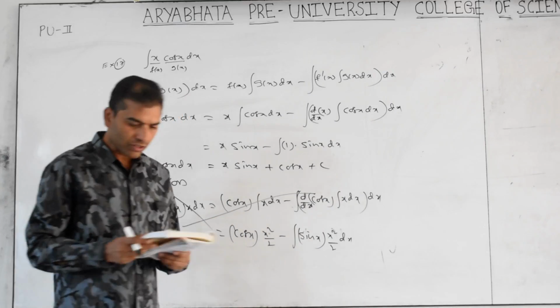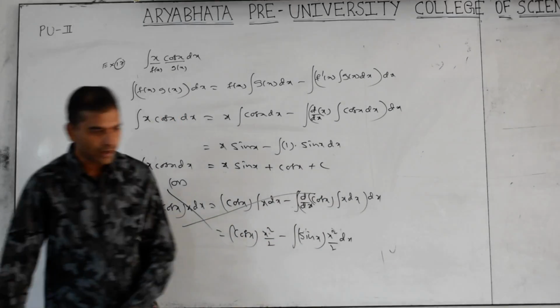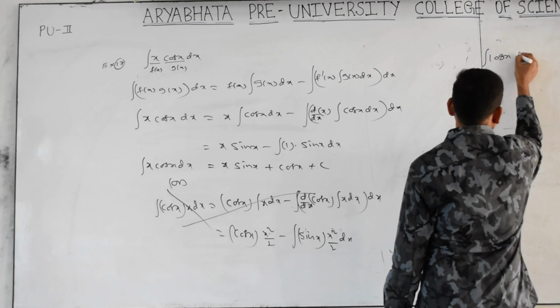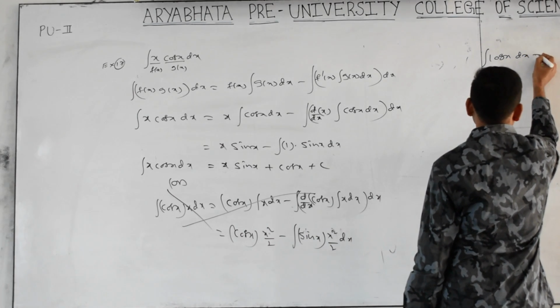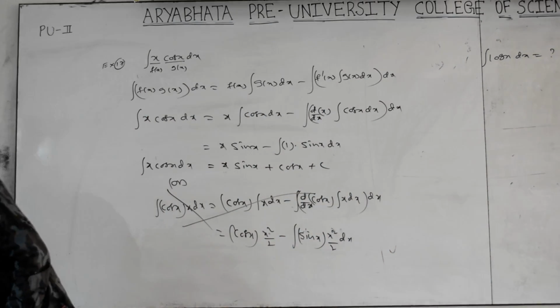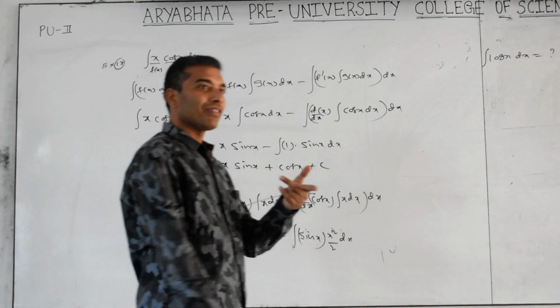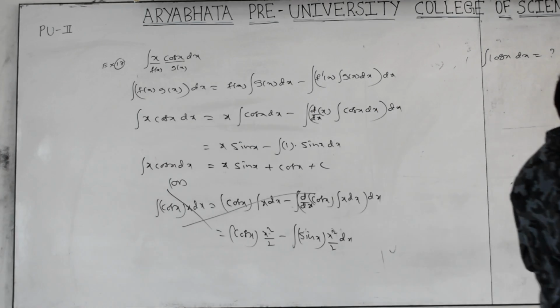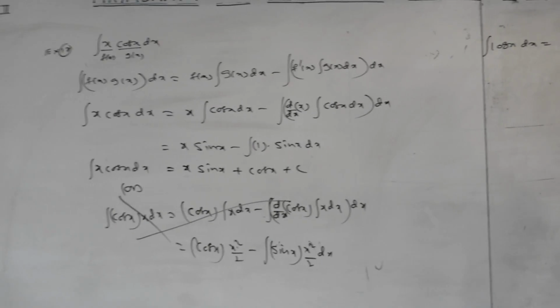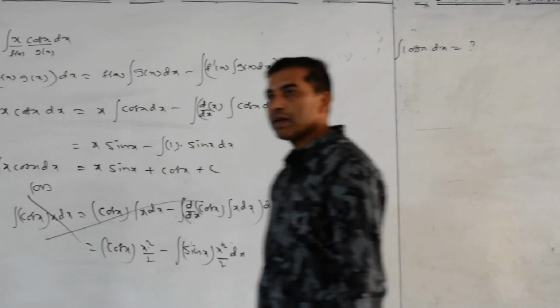Next, integration of log x dx. Most important. See, now we got it. The derivative of log x is 1 by x. Integration of log x, so far we have not discussed. Integration of 1 by x is log x. But integration of log x we have not discussed so far. We can find this by using integration by parts.